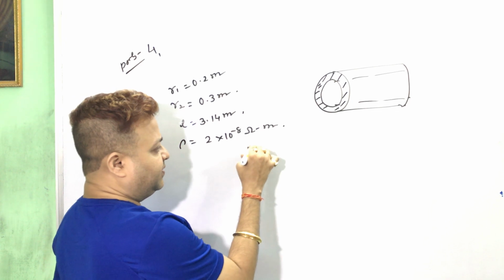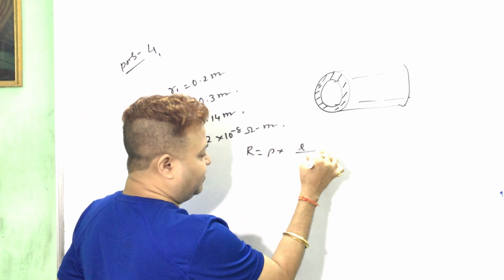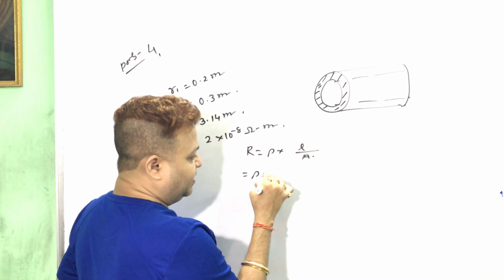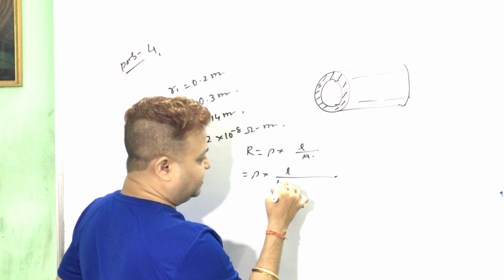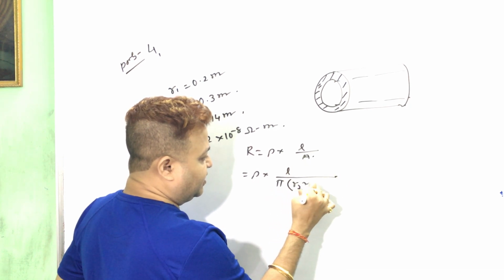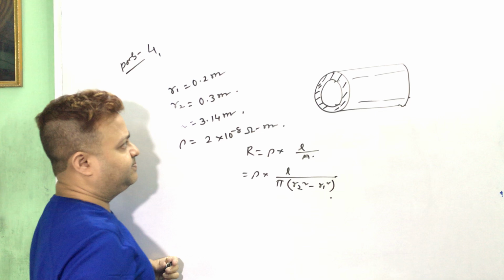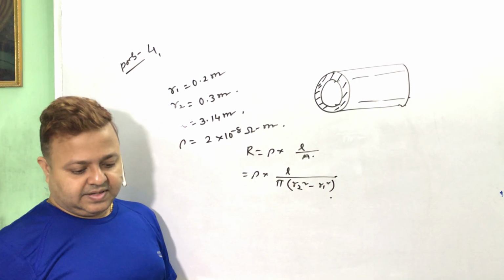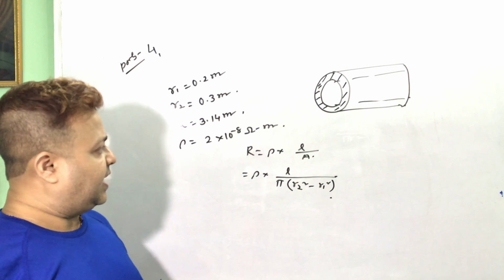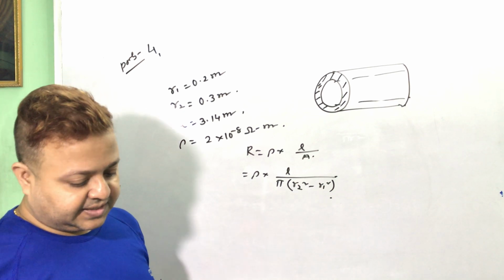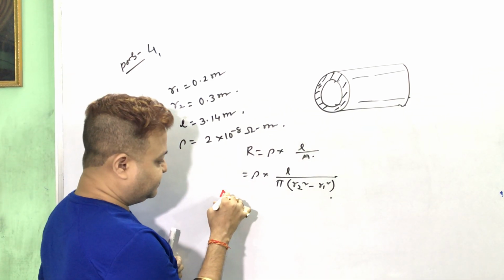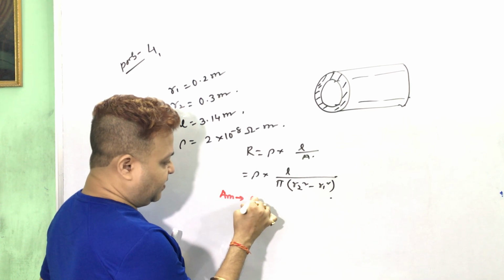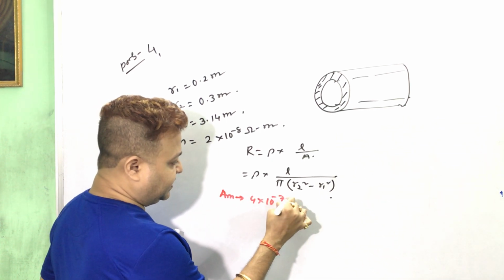So we can apply the same formula, R equal to rho into L by A. Here A means pi into R2 square minus R1 square. R1 and R2 are given, length is given. Put the values of R1, R2, length and specific resistance. The answer is 4 into 10 to the power minus 7 ohm.